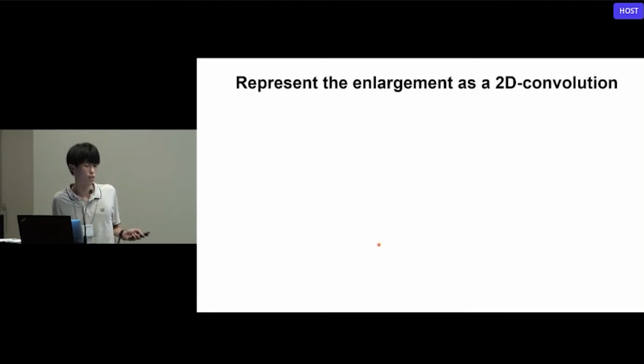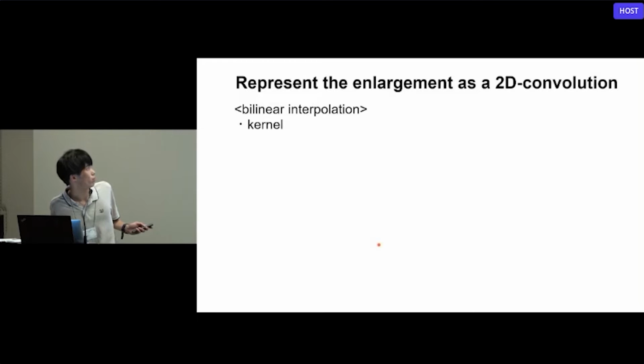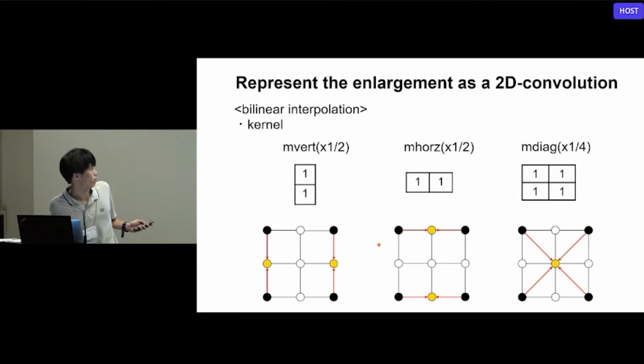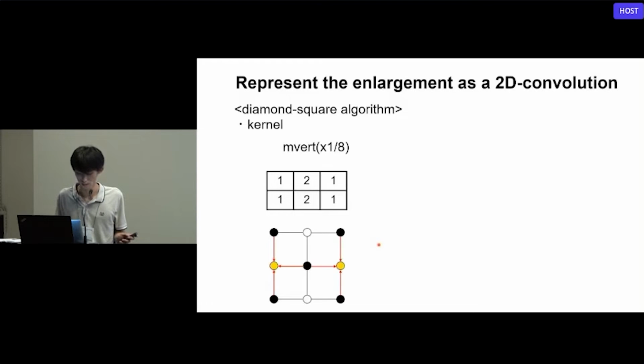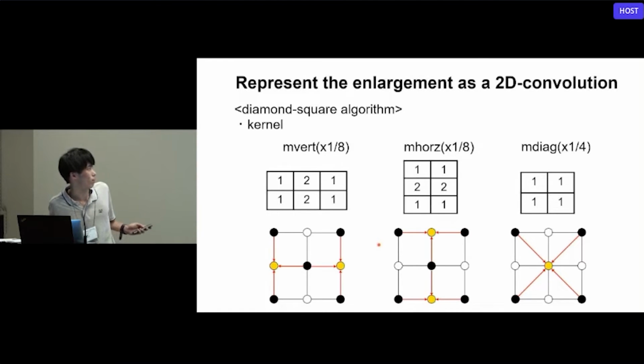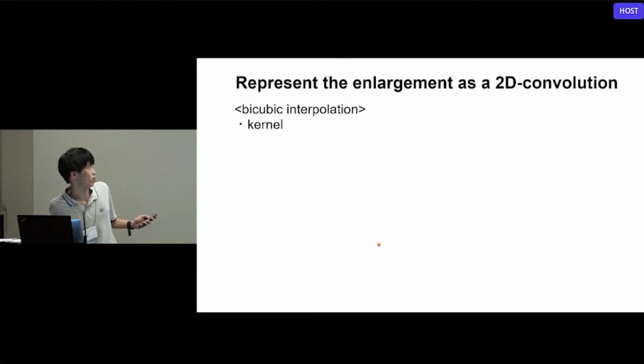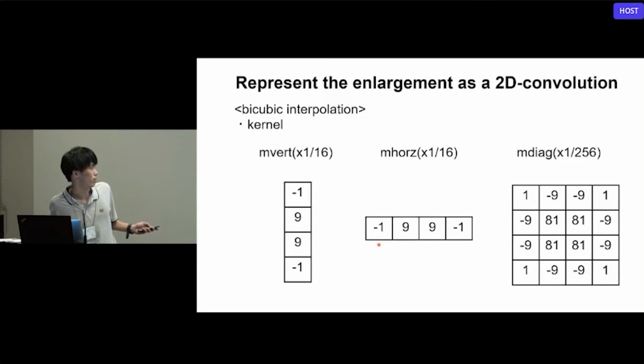The enlargement function, such as bilinear interpolation, can be represented as a 2D convolution. For bilinear interpolation, we can do the upsampling using these three corners. Interestingly, the diamond-square algorithm, a more complex midpoint displacement algorithm, can be represented as a 2D convolution using these columns. Also, cubic interpolation, which is used to expand images and is more complicated than bilinear interpolation, can be represented using these columns.